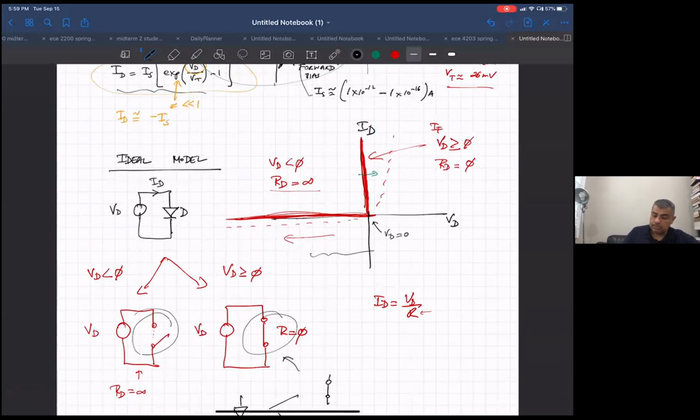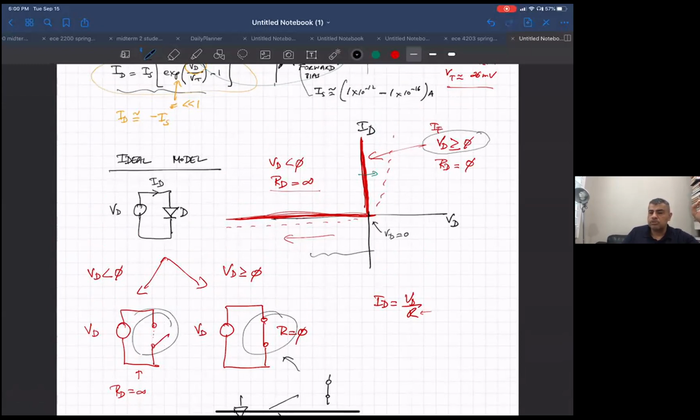And basically at VD equal to 0, we're saying that I sub D, the switch is on. So when VD is greater than or equal to 0, the switch is on, okay? But right at VD equal to 0, although the switch is on, the voltage across it is 0. So I sub D is 0. Exactly at VD equal to 0, I sub D is actually 0.